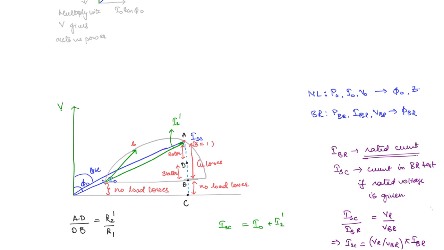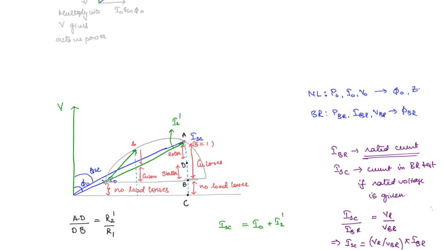What about at any other value of slip? If you take a value of slip, at this operating point if you draw a perpendicular again, then this will be the no load losses. Now this is the phasor I2 dash. From this point to this point you're going to get the copper losses. So you can write here, this is copper loss.